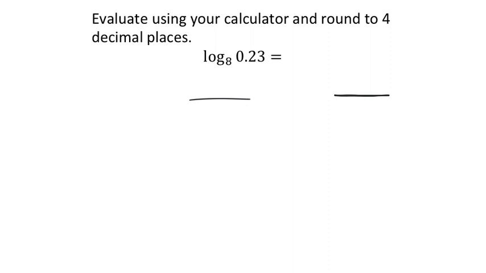So log base 8 of 0.23, 23 hundredths. I'm going to use common logs first. With the common log, you take the common log of the product, which is 0.23. You can put it in parentheses if you'd like, doesn't matter. And then you divide that by, in this case, the common log of the base, which is 8. Now let's see what happens when we put this in the calculator.